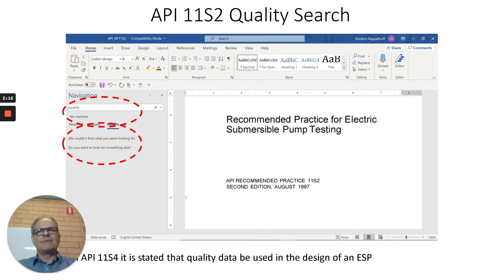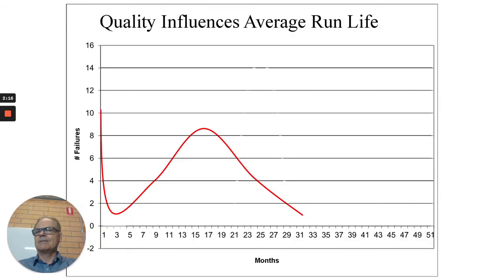And that can be very important because if we take a look at a typical run life graph, you can see here there are some short runs. There's a variety of different run lives achieving an average of about 15 or 16 months. By improving the quality of the ESP, we reduce the short runs. And although we cannot change the ultimate run life, we can ensure that most of the ESPs achieve the ultimate run life, and instead of having a run life graph that looks such as this, we have a run life graph that would look like this.